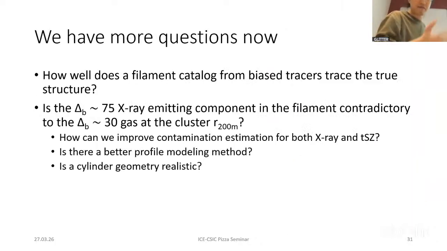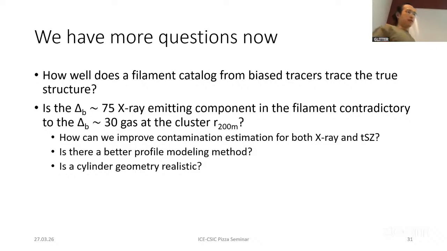But now we have more questions. After this project, the first question is always: the filament catalog we use, is that reliable? Because it's constructed using galaxies, and the galaxies are biased tracers. For the SDSS BOSS sample, basically these are luminous red galaxies. So probably the filament catalog we use only traces the most prominent filament structures in the universe.